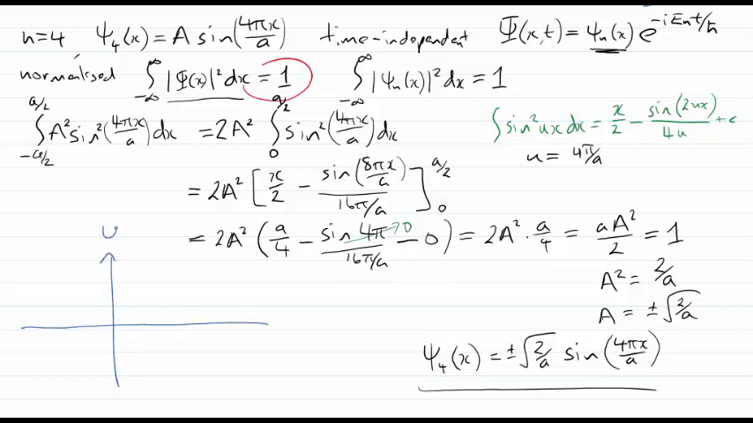Here I'm drawing that spatial wave function as a function of position, where perhaps this is minus a over 2 over here, and this is plus a over 2 over here. We know from our physical understanding that the wave function is 0 outside of our well, and this is telling us that we've got this sinusoidal wave function in here for our n equals 4. I'm not going to be particularly good at drawing this, but it's going to have 4 oscillations in here.